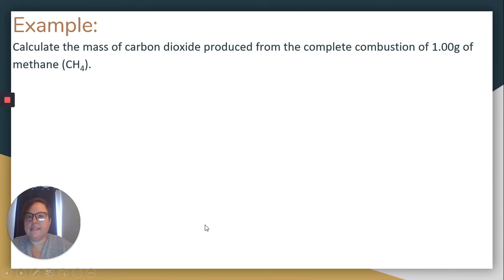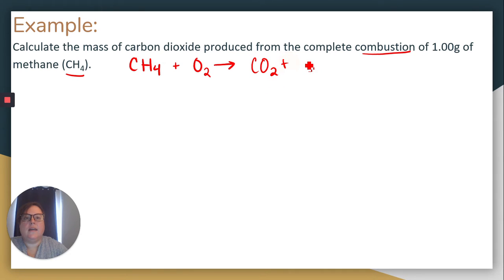All right, so an example, we have the combustion of methane. This is one of the reactions that you have to be able to write without the pattern from the reference tables last year. So hopefully you know combustion is when you have a hydrocarbon like methane and it reacts with oxygen to form carbon dioxide and water. And then we would have to balance this reaction.